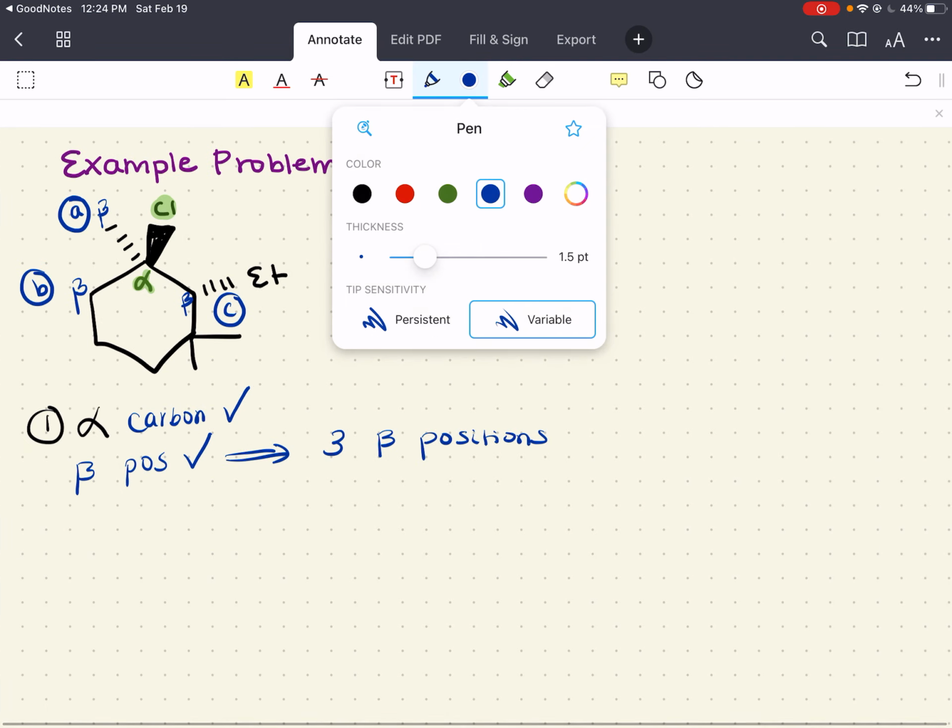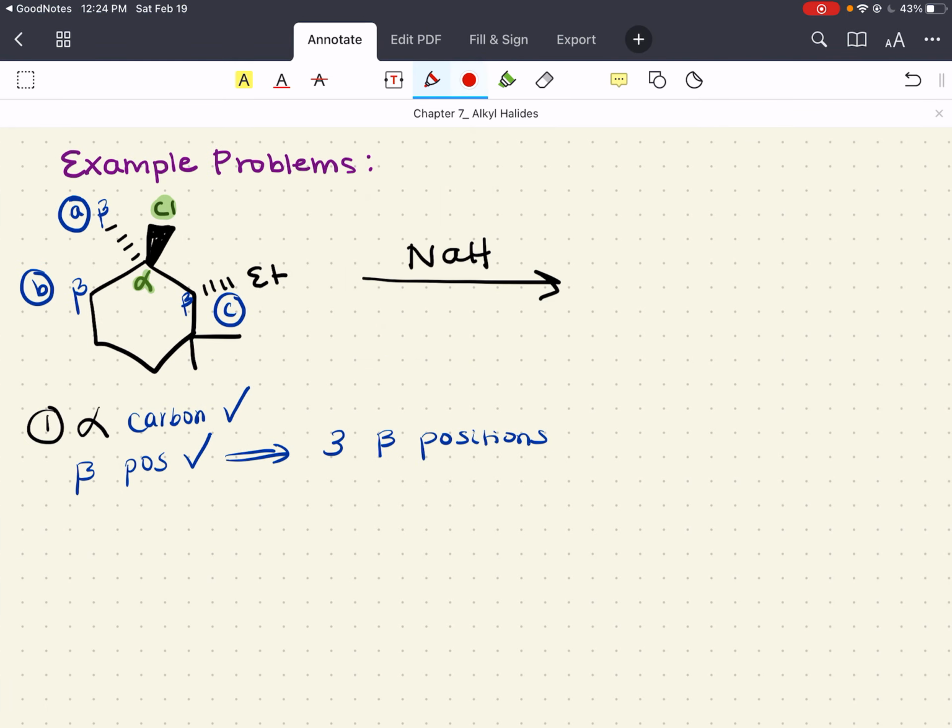Now we're going to look at every beta position alone. We're going to look at our A beta position. How many hydrogens does this beta position have? It's just a methyl. It has 3 hydrogens. We know exactly what to do when there's 3 hydrogens. We do not worry about stereoselective or stereospecific. We just do our good old elimination reaction and form a double bond between the alpha and beta position.